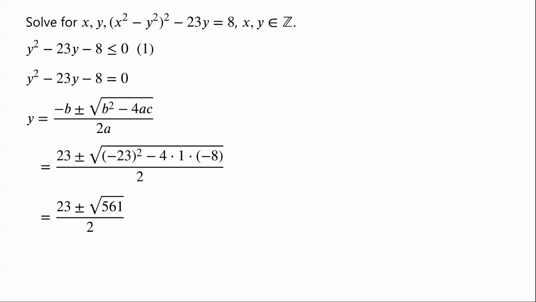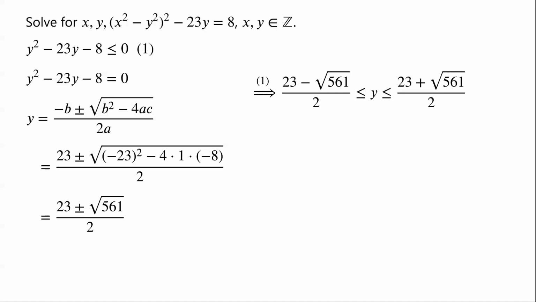So the equation has two roots, (23 − √561)/2 and (23 + √561)/2. For the inequality to hold true, y must be greater than or equal to (23 − √561)/2 and less than or equal to (23 + √561)/2. As √561 is greater than 23 and less than 24, y is greater than or equal to 0 and less than or equal to 23. Now we have narrowed down the possible range of y.